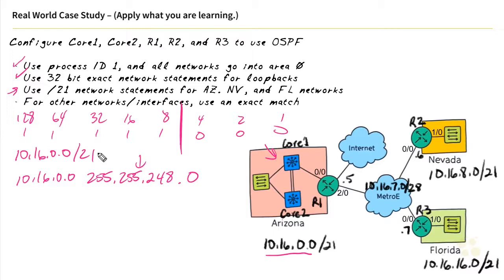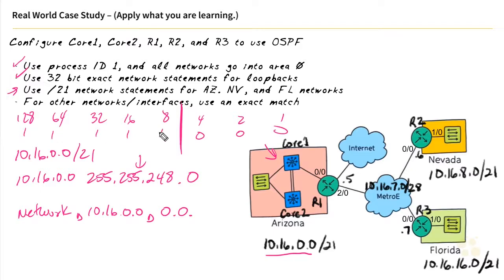Now, you might say, Keith, why are you doing that here? Well, if we're going to do a wildcard mask, we need to flip those bits. So for our network statement, it would look like this: network, space, and then we'd put our network in, 10.16.0.0, space, and then we flip all the bits. You flip all the bits for the 255, you have a 0. You flip all the bits for 255, you have a 0.